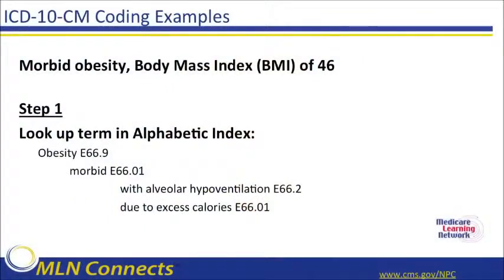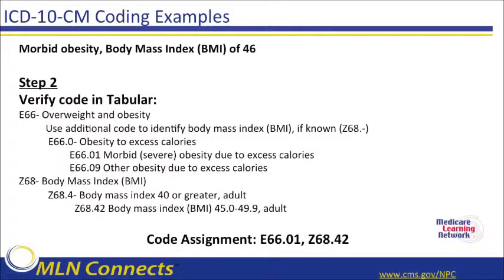For the morbid obesity example on slide 32, look up the main term obesity in the index, and then find the indented subentry morbid, where you'll see code E66.01 listed. When you look up E66.01 in the tabular, you will see a note under E66 indicating that an additional code should be assigned if the body mass index, or BMI, is known. In this case, the BMI is known to be 46, so code Z68.42 is assigned in addition to code E66.01.